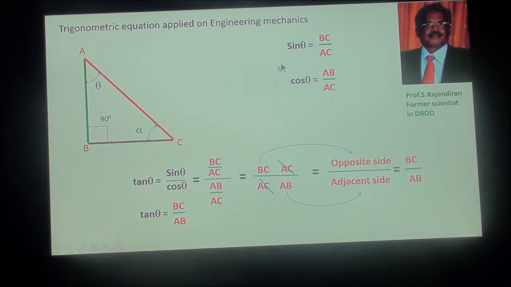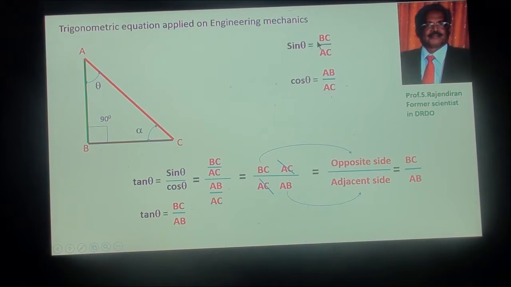Now we know that sin theta equals BC by AC and cos theta equals AB by AC. That is, sin theta is the opposite side by the hypotenuse, and cos theta is the adjacent side by the hypotenuse. Now another formula: tan theta equals sin theta by cos theta.